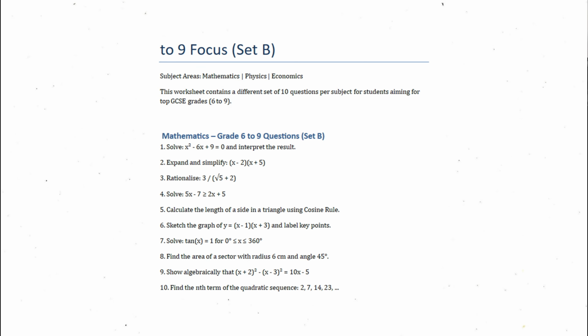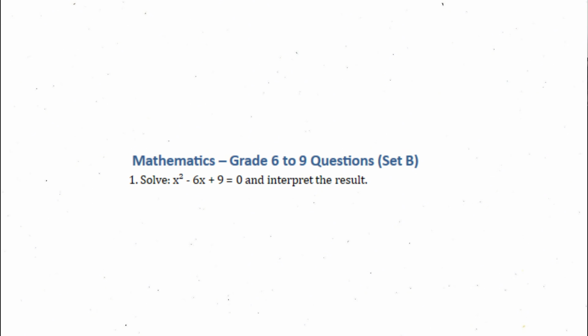Everybody. So today we are going to be going through a worksheet of maths questions that are arranged from grade 6 to grade 9 focus of GCSE Maths. So the first question asks to solve x squared minus 6x plus 9 equals 0 and interpret the results.